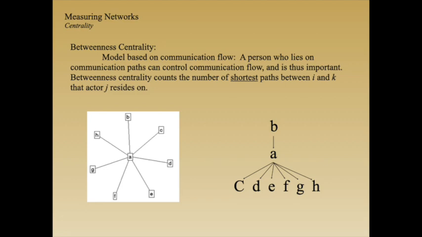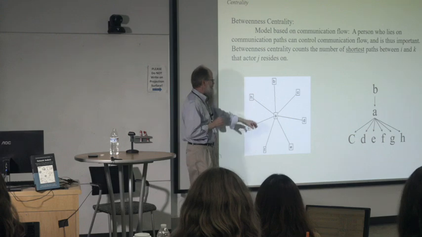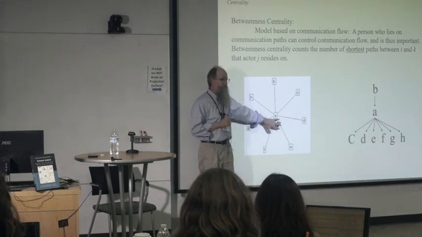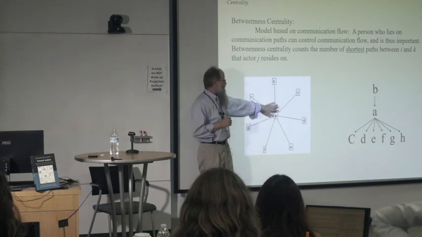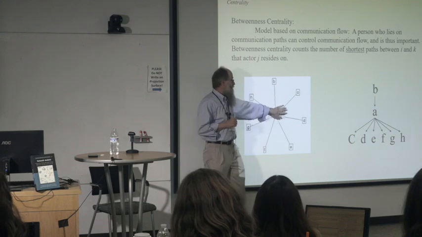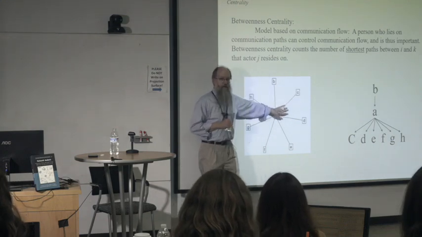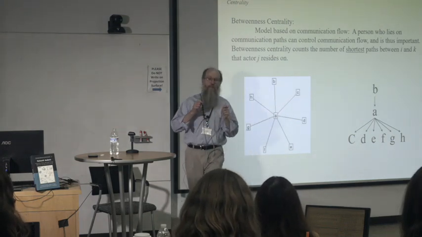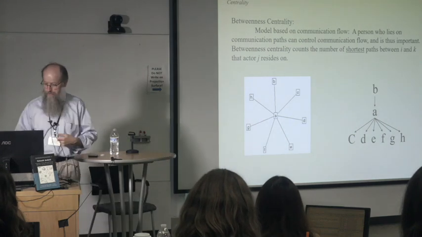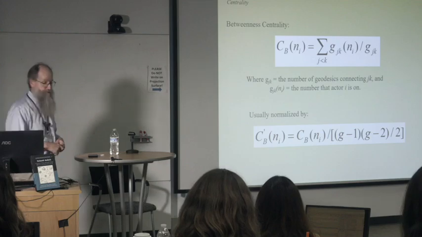The final centrality of the classics, there's one more coming, but the third one is this thing called betweenness centrality. And betweenness centrality says a node is important because it can interrupt the flow from someone else. So in order for B to reach anyone else in the network, they have to go through A. In order for C to reach anyone in the network, they have to go through A. So A is between everyone else in the network. And that's exactly what betweenness centrality measures.